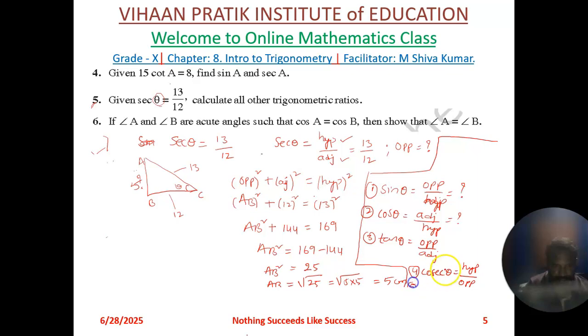Fifth one is cot theta, which is adjacent by hypotenuse. Please tell me the values.